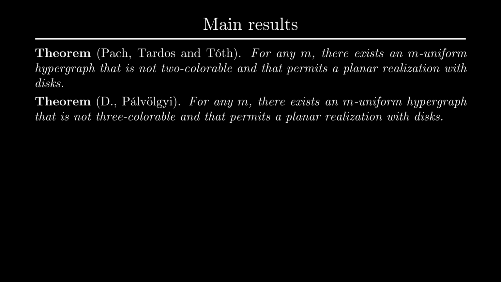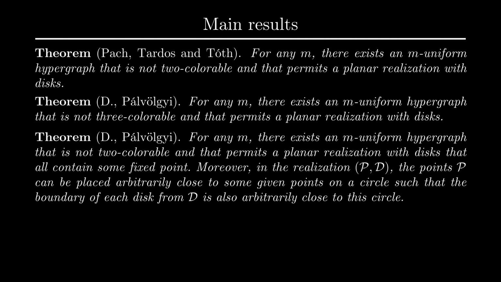To show our result, we had to strengthen the result of Pach, Tardos and Tóth. We showed that there is a hypergraph that is not 2 colorable, and we can realize it in a very special way. We can roughly prescribe the position of the points on a circle, and we can also choose the disks to be very close to this circle that contains the position of the points. Let me explain some of the ideas behind these constructions. Let me start with the second one.